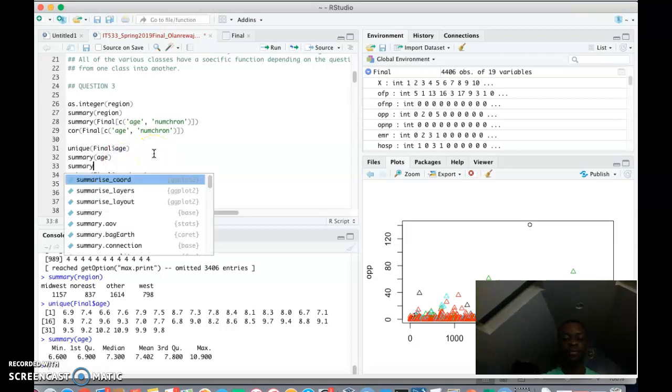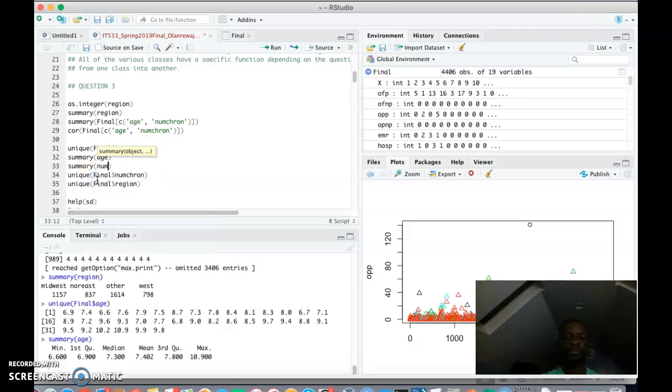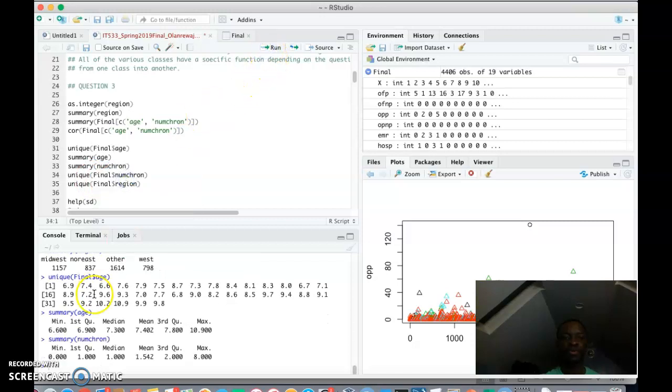Let's do the same thing for non-chrome. For non-chrome, it's different from the one we had before. We have 0.00 as the minimum value. There's no minimum value. And the first quarter is 1.00, the median is 1.00, the mean is 1.542, the third quarter is 2.00, and the maximum is 8.00.